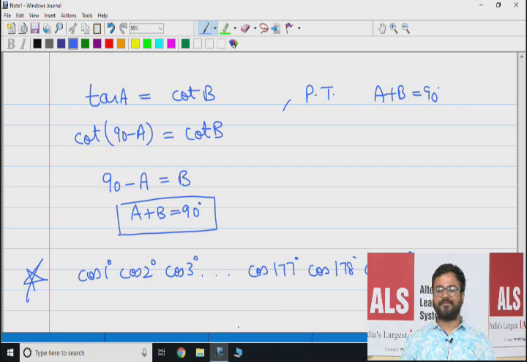What is the value for this expression? Cos of 1 degree into cos of 2 degree into cos of 3 degree into cos 177, cos 178, cos 179. What is the value?